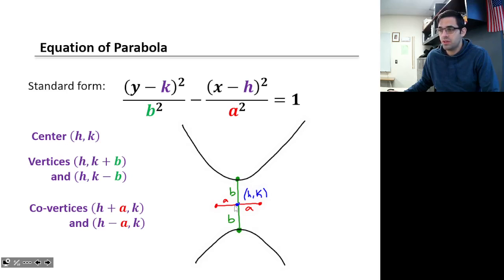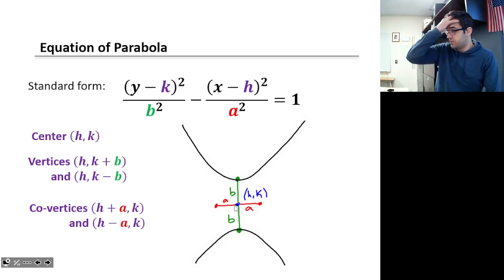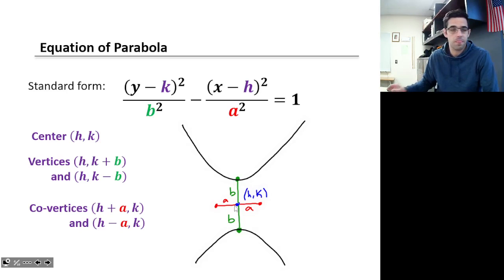And we're not going to really unpack what a co-vertex does for us in this lesson, but we will in Lesson 12, the next lesson. So stay tuned for co-vertices. It gets more interesting. But anyways, that's kind of what we have here. We can identify the co-vertices and the vertices just by adding or subtracting b or a from the center.